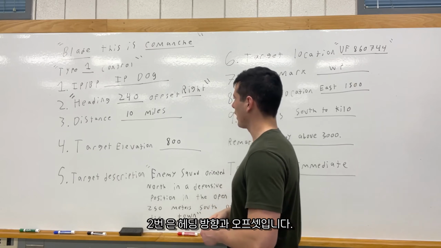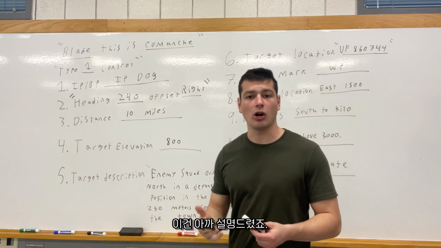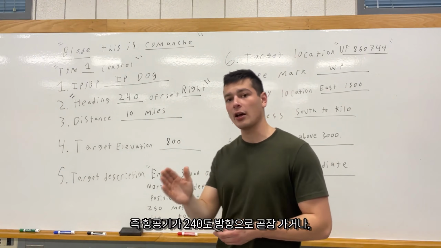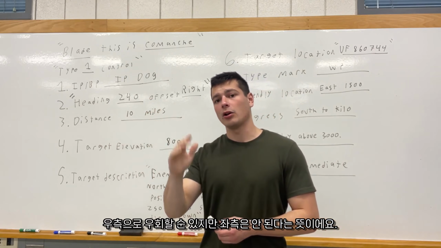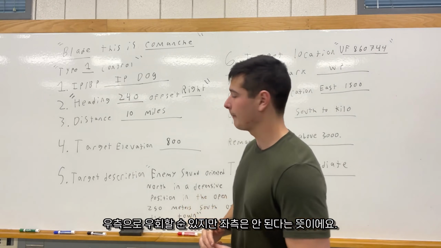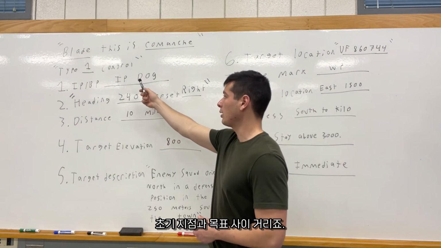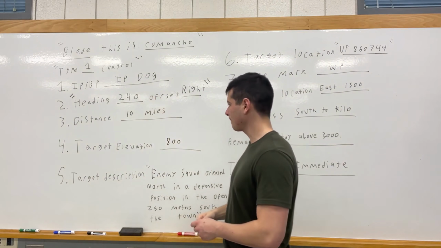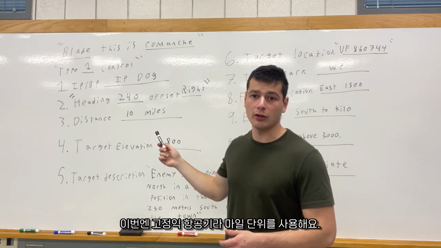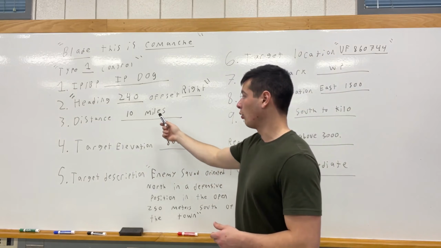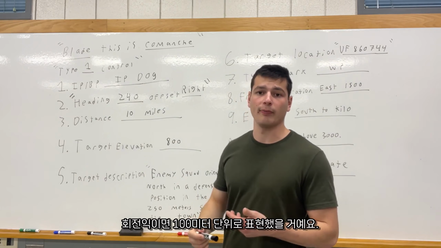Line 2, our heading and offset. Heading 240, offset right. Again, we talked about that. That means that the aircraft can attack directly at the heading 240, or it can offset right, but it cannot traverse to the left of that heading. Distance 10 miles, that's the distance between our initial point and our target. And again, because for this case, we're going to be using a fixed wing aircraft, we're calling our distance in miles. If it were rotary wing, we would be doing it in hundreds of meters.